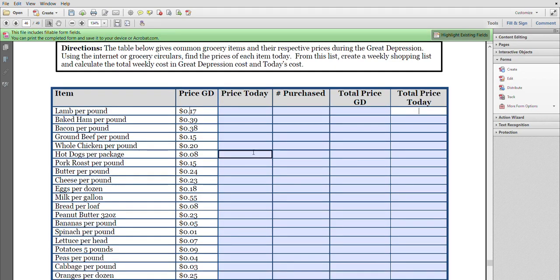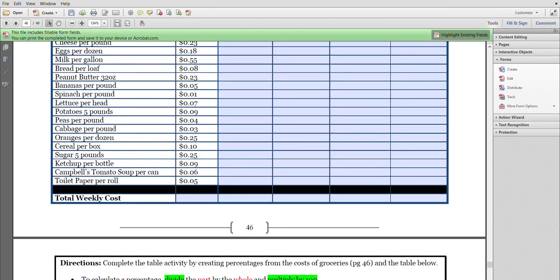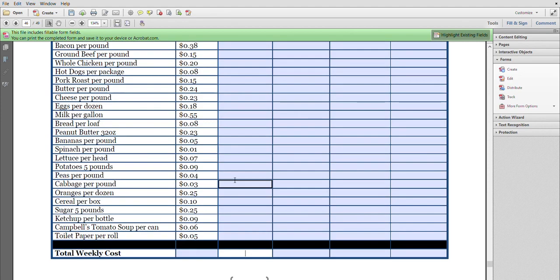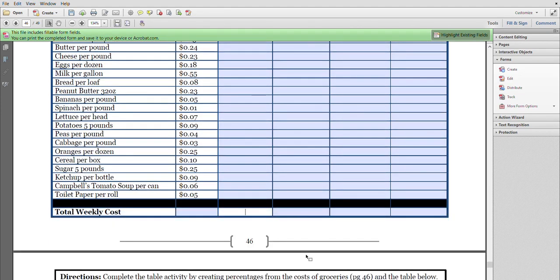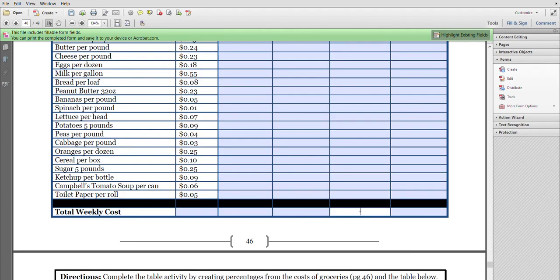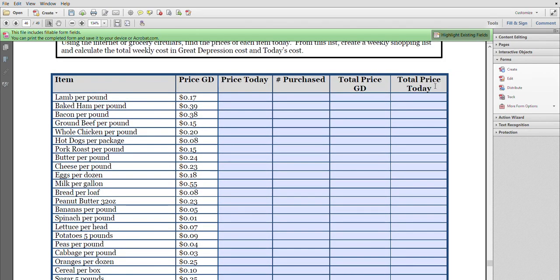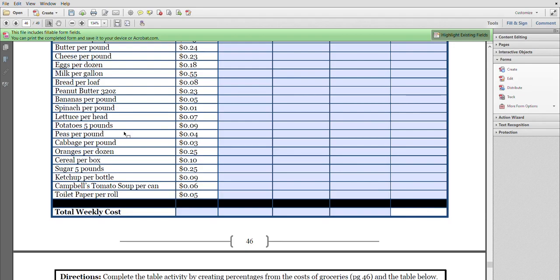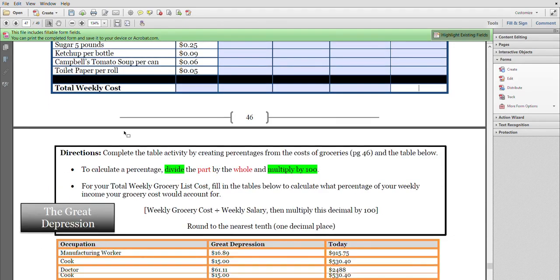All right? You're going to do this for the entire table, and then you're going to add up the costs here for price today, here for number purchased. You're going to add up total price during the Great Depression, add that up, and you're going to add up the total price today it would cost to buy all these items every week.